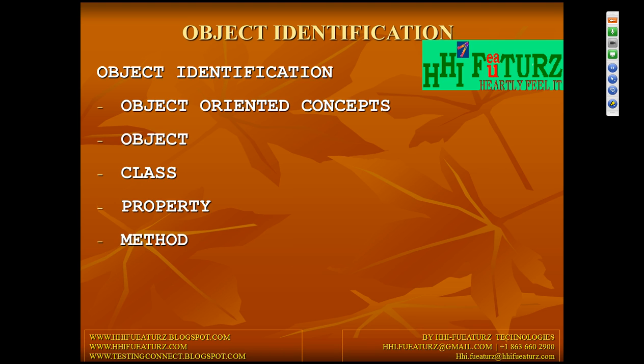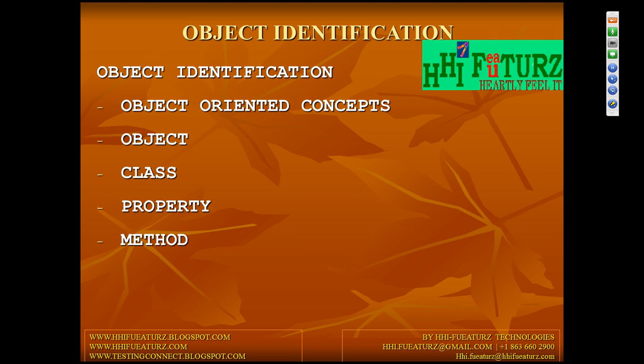Let us suppose we have one institute. In that institute there are so many students. Each and every student has some properties like first name, last name, middle name, age, date of birth, present address, permanent address, and what course he is in. Each and every student you can consider as one object.